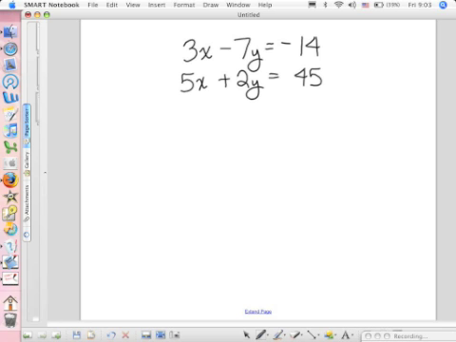Okay, if you look at this system, my goal is for the coefficient of either x or y to be the same number. Can I simply multiply 3 by something and make it equal 5? No. Not a whole number. We want to multiply by whole numbers. Can I multiply 2 by something for the y and make it equal 7? No. So in this case, James, I'm going to have to multiply both equations by something.